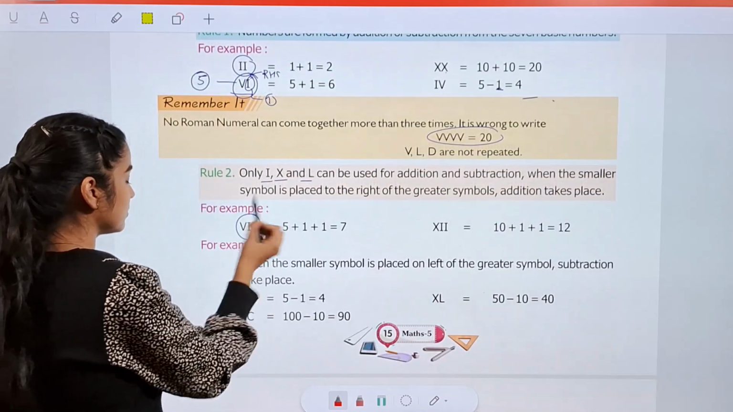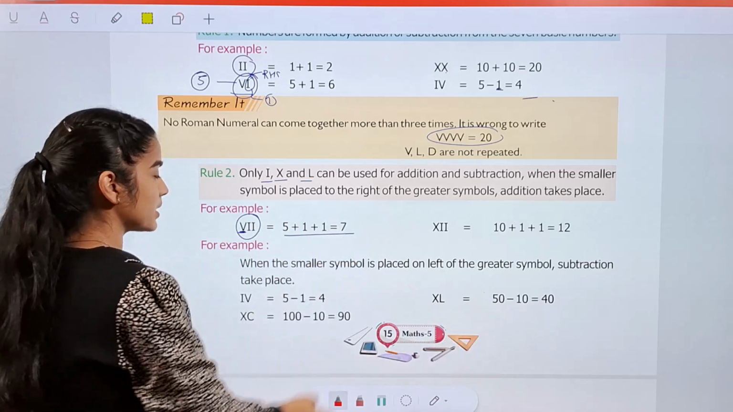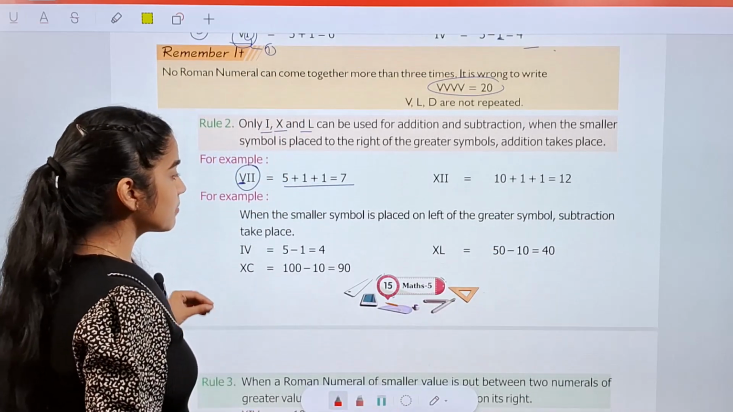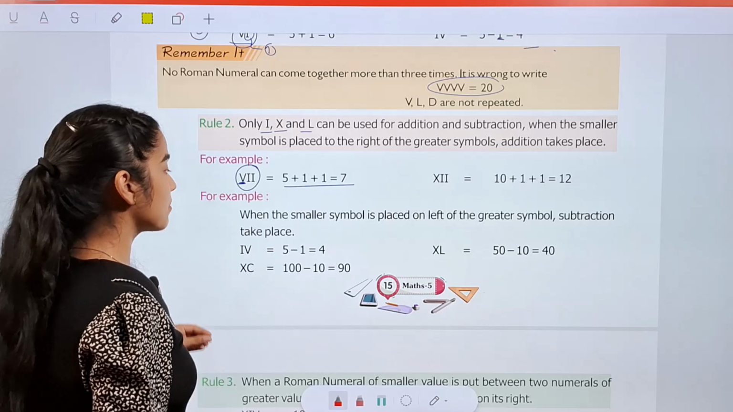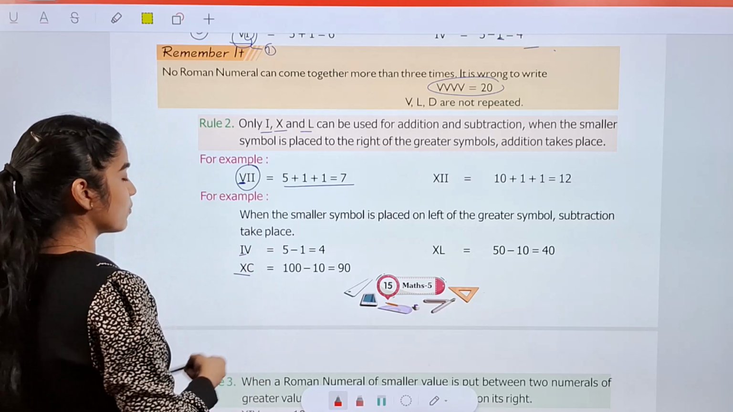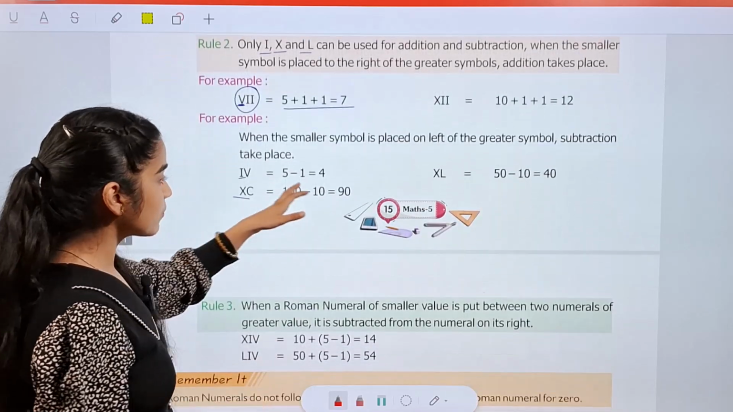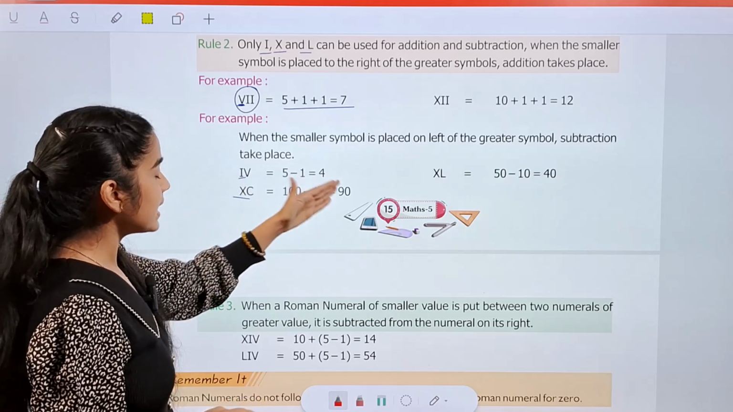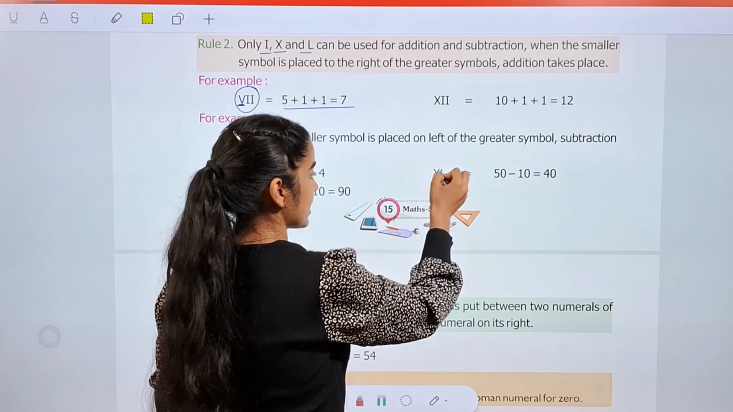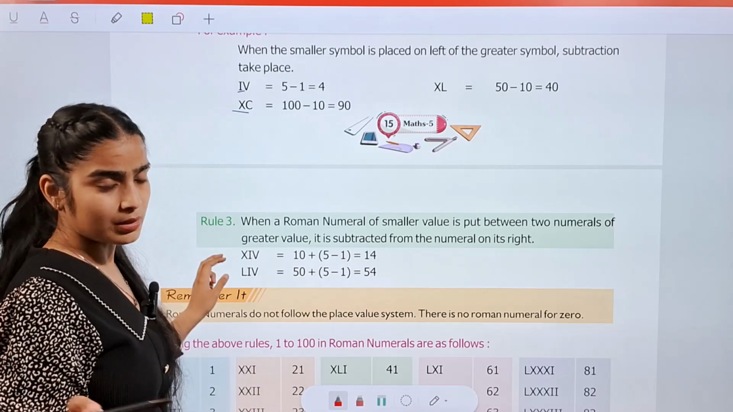Okay, next we have the example: V is the greater number and on the right-hand side is the smaller number. So it means we have to add. Again a smaller number, so we have to add this. When the smaller symbol is placed on the left of the greater symbol, subtraction takes place. So now the smaller number is on the left-hand side, and we have to subtract from the bigger number. So 5 minus 1 is 4, 100 minus 10 is 90, 50 minus 10, because L is 50 and X is 10, is 40. In that way, we have to represent all these numbers.